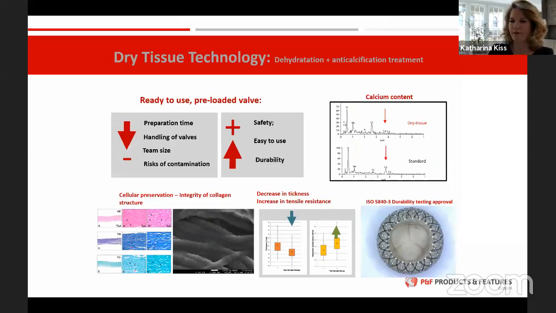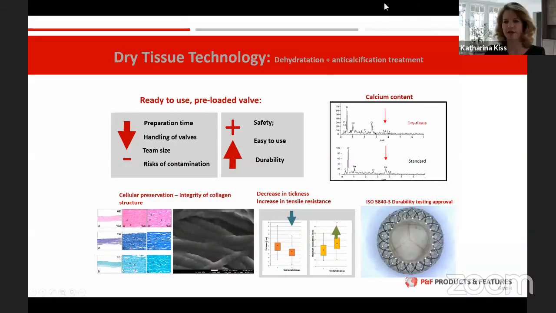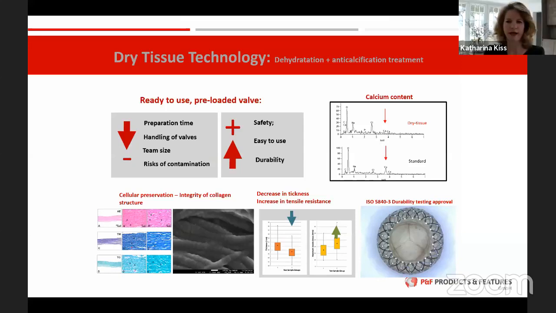All of the valves come pre-mounted. I think this is very important nowadays. It's with the proprietary P&F tri-tissue technology, so we apply dehydration and anti-calcification treatment. And this, of course, helps to reduce preparation time significantly. The handling of the valves is reduced, as you do not need anyone in the cath lab, and so is the risk of contamination. And it's much easier to use as it's an off-the-shelf technology.